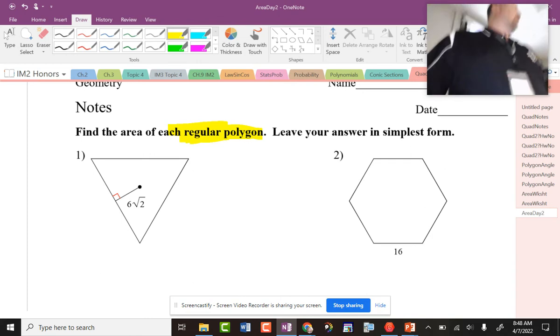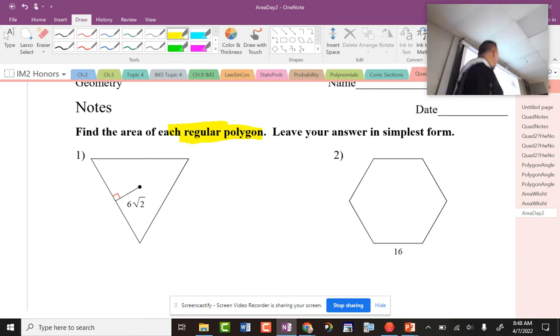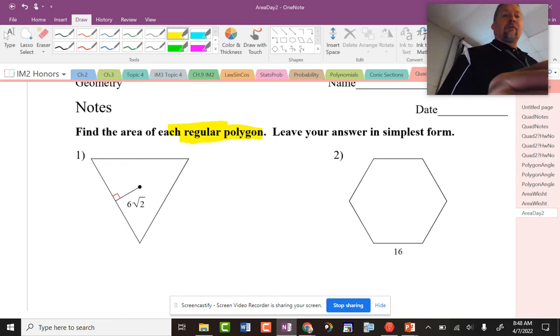But what is this? What was our new word for yesterday? What's 6 root 2 called? 3, 2, 1, go. It's an apothem. So they're trying to get you maybe to use apothem times perimeter.